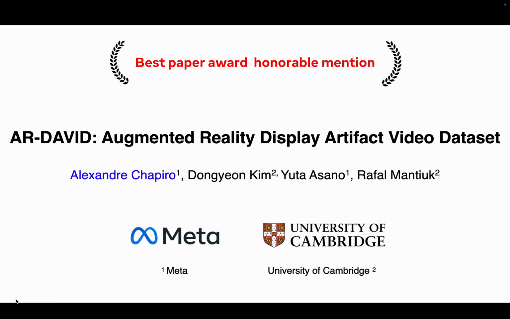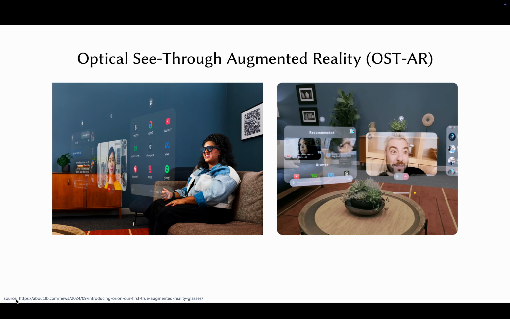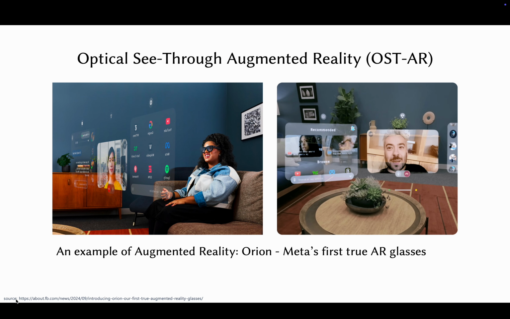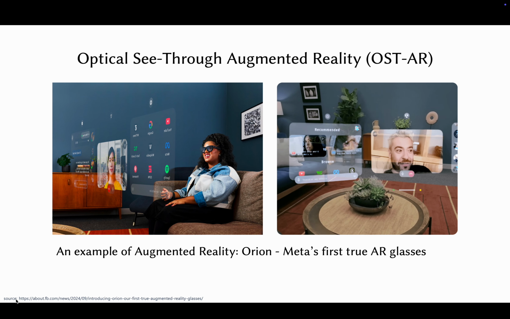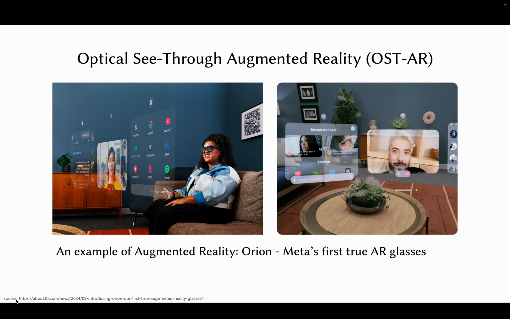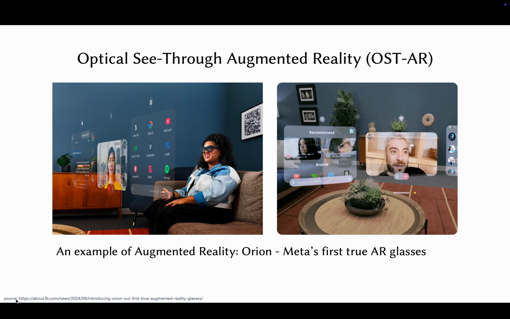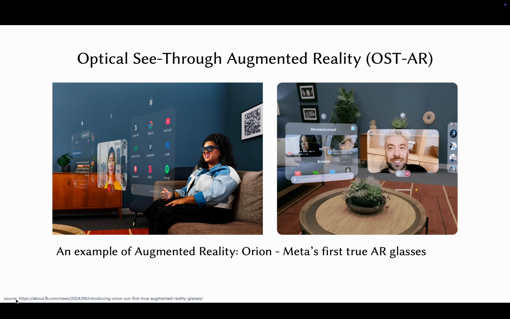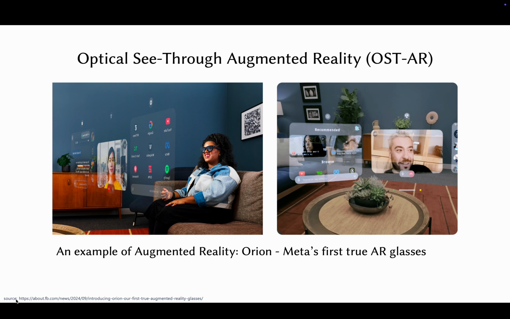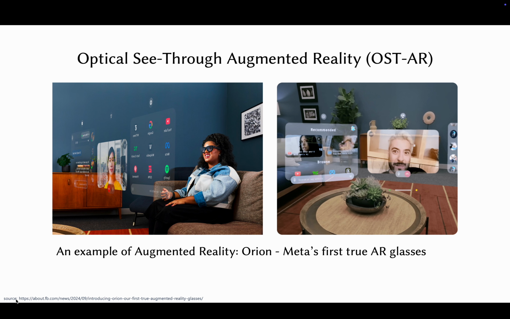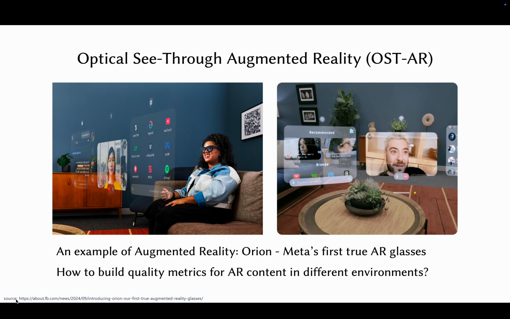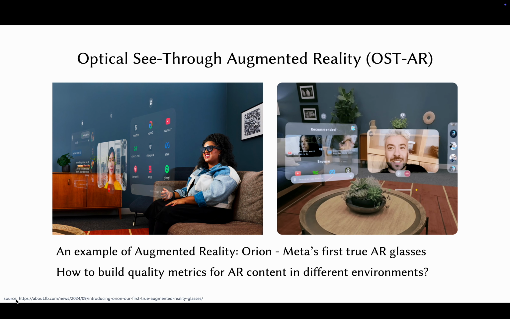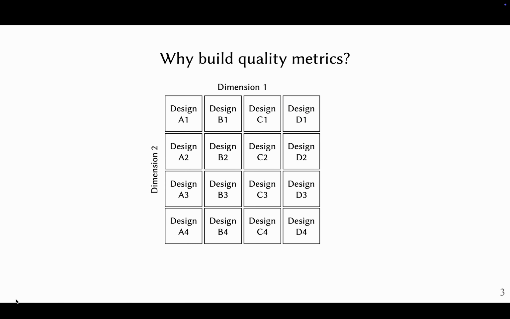Today we're going to talk about optical see-through augmented reality, and an example of that is shown here, which is Orion, Meta's first true AR glasses. These are glasses that are transparent so you can see the world through them, but they also have an optical combiner element like a waveguide that guides light into the user's eye and shows a virtual image to them as shown on the right. And the question we're interested in is how to build quality metrics for AR content for the different environments people might be using them in.